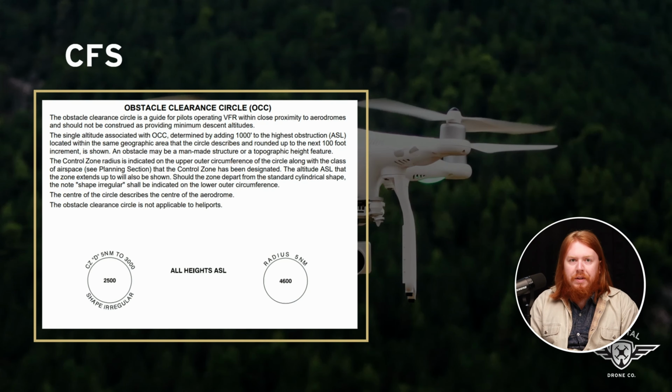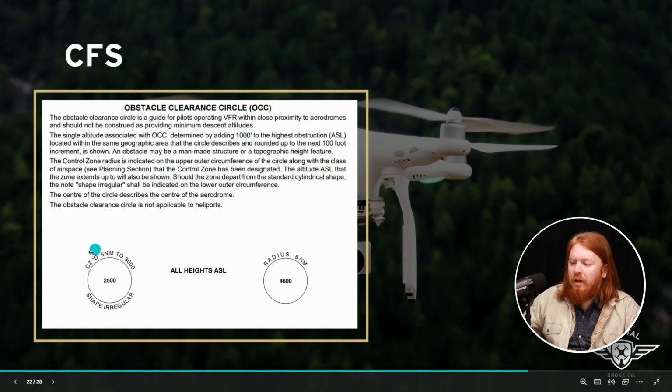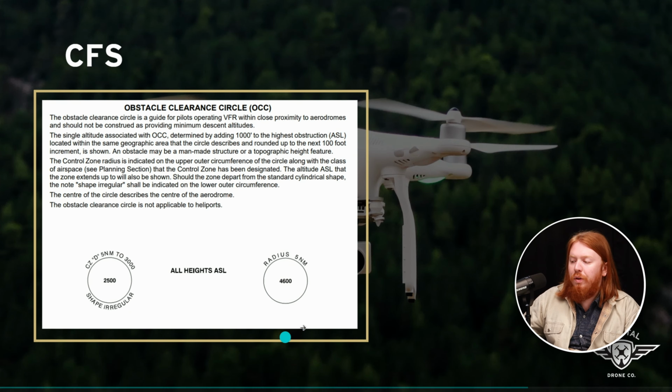One big question that we get all the time, and something that often will come up on the flight review, is the obstacle clearance circle. You'll see two types of obstacle clearance circle. One on the left here and the one on the right. We're actually going to start with the one on the right.